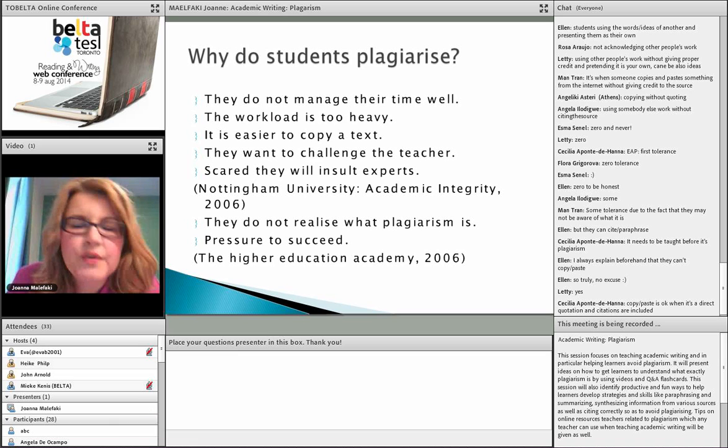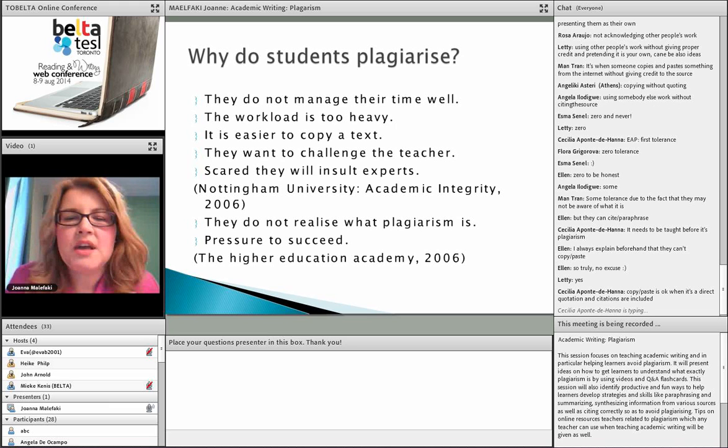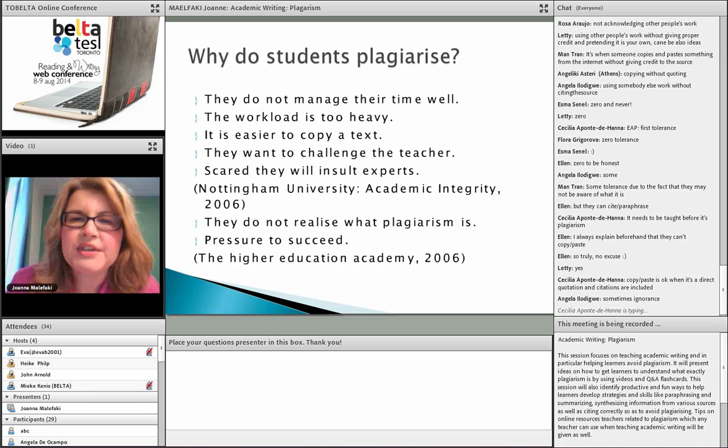And to name a few, they do not manage their time well. So my experience is mostly from teaching EAP students, English for academic purposes. So I do see this very often. So students have a lot of work to do, and the workload is heavy, and some of them are new international students who have never used sources or have never heard the term plagiarism before, so they find it very difficult to cope with the workload, to manage the material they have, so it's easier to copy.